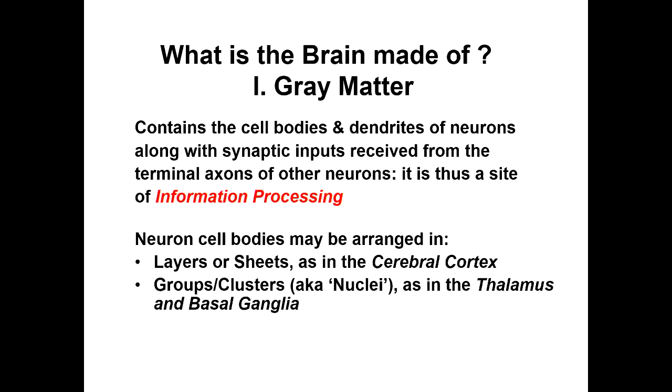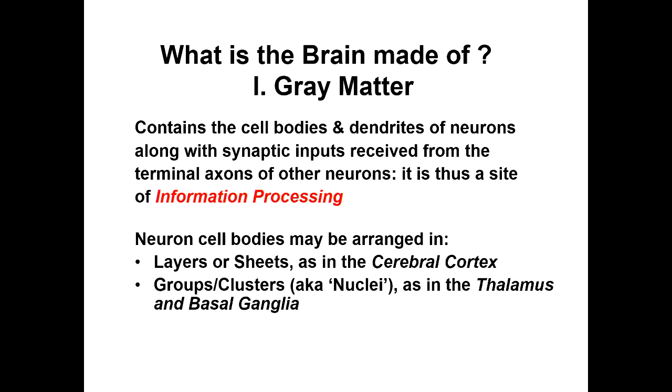Okay, so what is the brain made of? Well, I think you may be familiar with this general term, grey matter. By definition, grey matter contains the cell bodies and their dendrites of neurons, along with the synaptic inputs they receive from the terminal axons of other neurons. And hence the grey matter is a site of information processing within the brain.